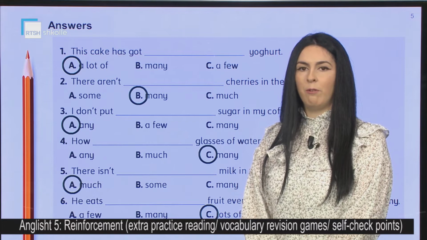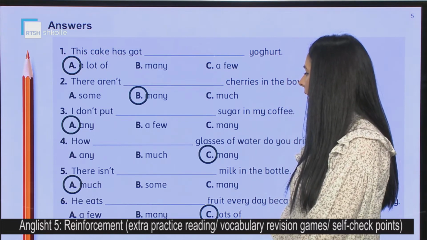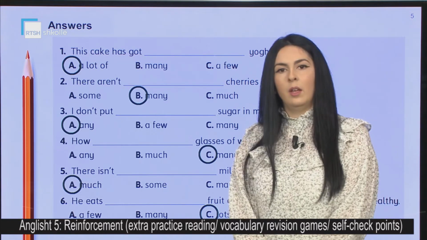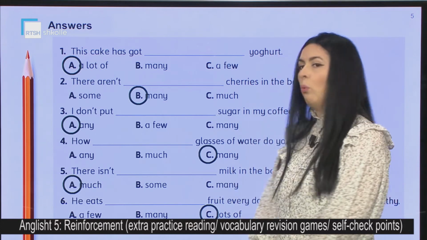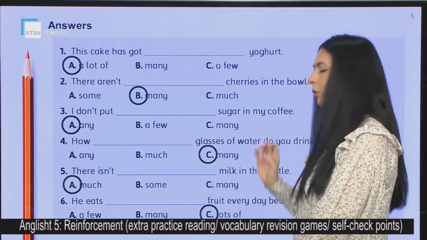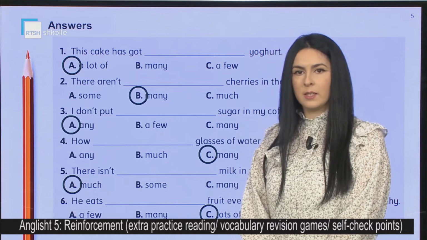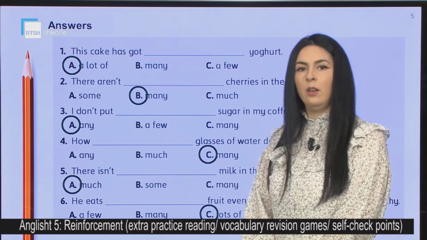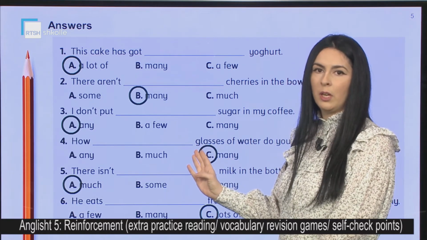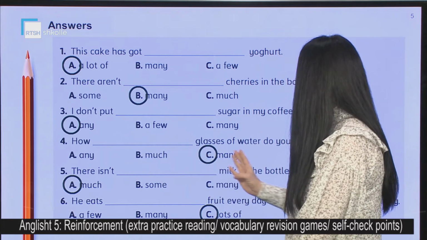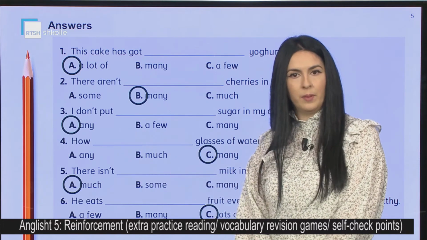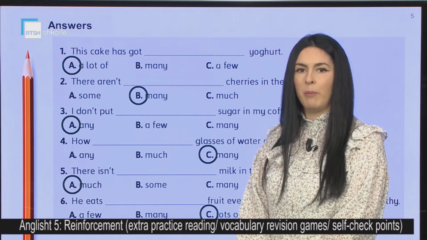Let's continue with the fourth one. How, any, much, or many glasses of water do you drink every day? In this case, we have many. Why many and not much? Because you might ask, why not much? Because water is uncountable. Be careful. In this case, we are watching glasses of water and not water itself. So, when water has a container in front, it becomes countable. And from the alternatives here is how many, because you cannot say how any. It is a fixed construct, how many.